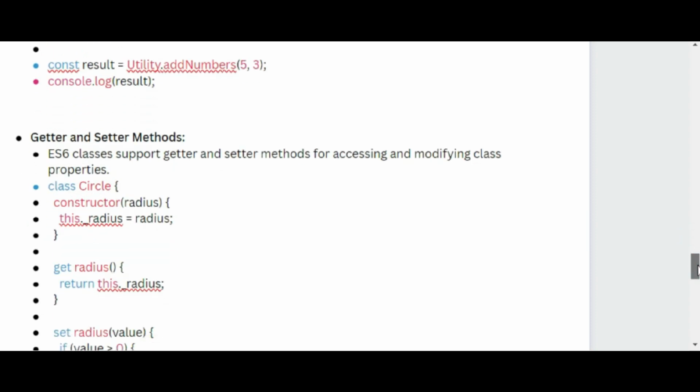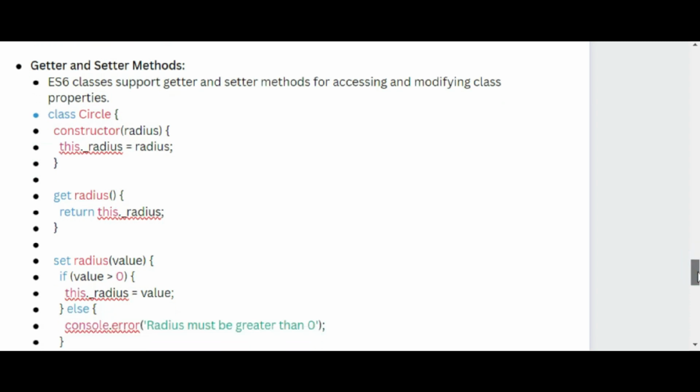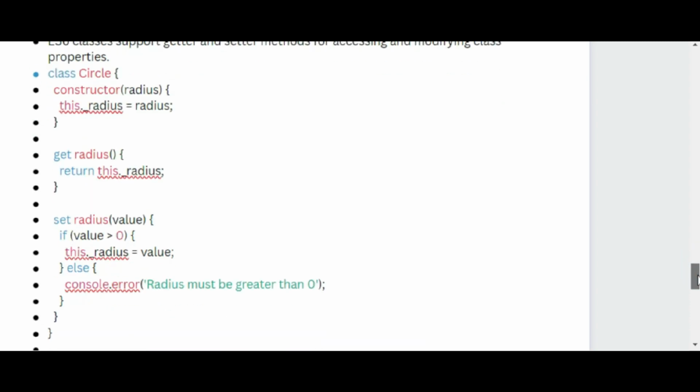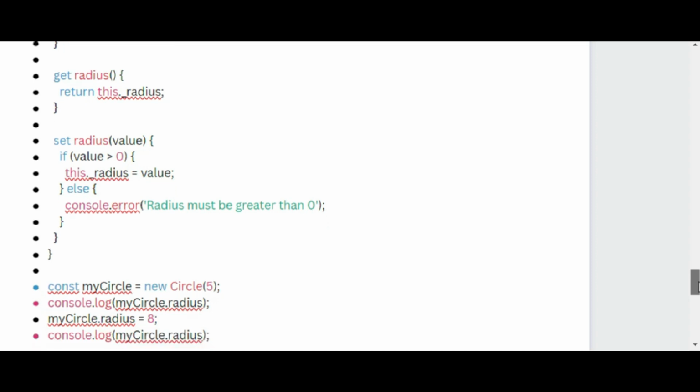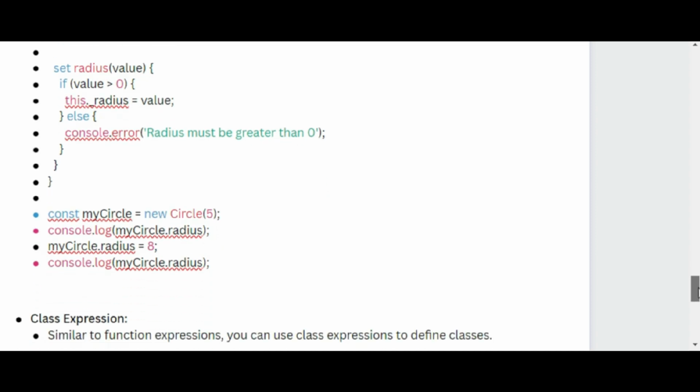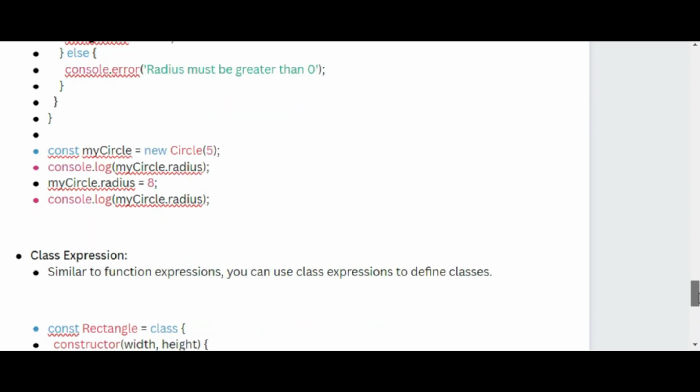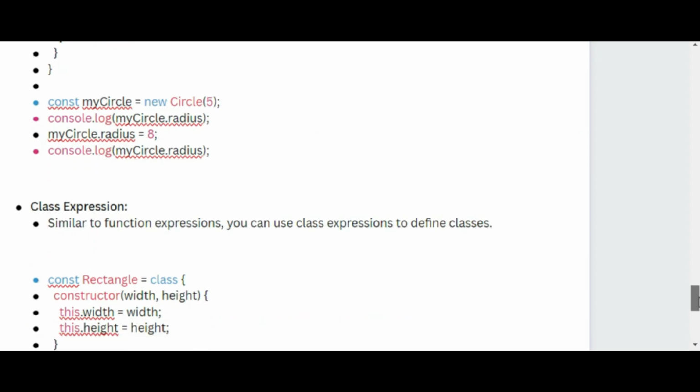Getter and setter methods. ES6 classes support getter and setter methods for accessing and modifying class properties. Class Circle, constructor(radius), this.radius = radius, get radius returns this.radius, set radius(value): if value is greater than or equal to 0, this.radius = value, else console.error radius must be greater than 0. const myCircle = new Circle(5), console.log(myCircle.radius), myCircle.radius = 8, console.log(myCircle.radius).